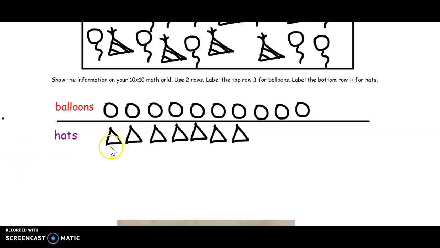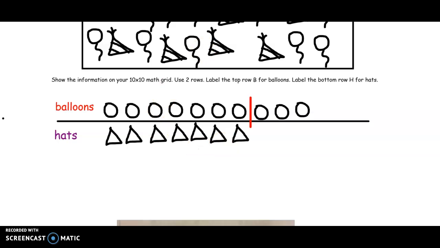So when we look at this picture, do we have more balloons or more hats? Yep, we have more balloons. We can see that, right? This line is longer than this line. And we can show this by putting a break apart stick right here. And you can see that there is a difference right here.